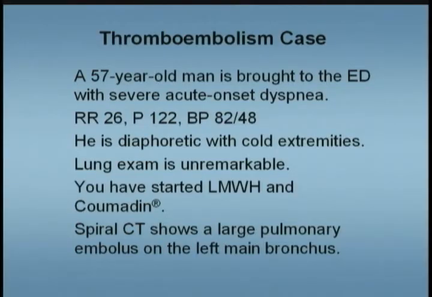So let me go back to one of these cases. A 57-year-old man is brought to the emergency department with severe acute onset dyspnea. His respiratory rate is 26, his pulse is 122, his blood pressure is 82/48. Now look at that. It's very low. He's diaphoretic with cold extremities. His lung exam is unremarkable. You have started low molecular weight heparin and Coumadin already. A spiral CAT scan shows a large pulmonary embolus on the left main bronchus. What do you do for this patient?